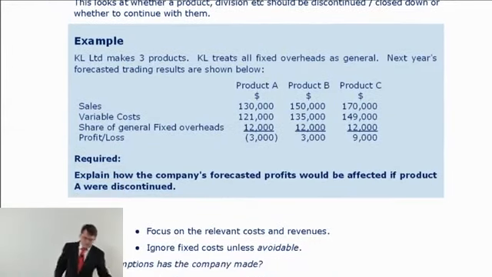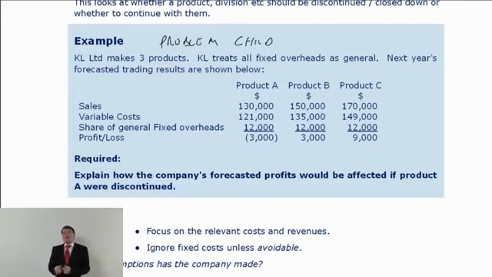Over the page, we have close or continue. Now, you may remember back in chapter 6, we looked at the BCG matrix and we said one of the headings there was problem child. Do you carry on making something or do you give up? Well, that's exactly what we're talking about with a close or continue decision.